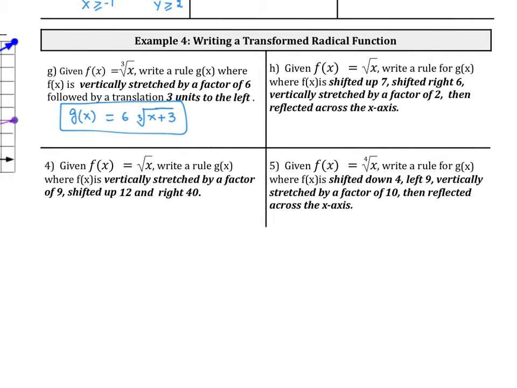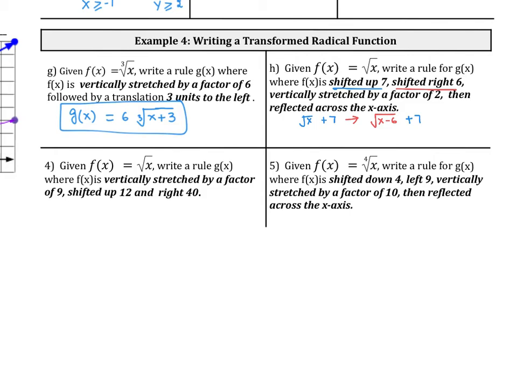Next is letter H. Given f(x) equals square root of x, write a rule for g(x) where f(x) is shifted up 7 units, shifted right 6 units, vertically stretched by a factor of 2, then reflected across the x-axis. We are going to do this step by step. So the first thing to do is 7 units up, so square root of x plus 7. Then it's going to move on to shifted right 6, which means it's going to be square root of x minus 6 plus 7.